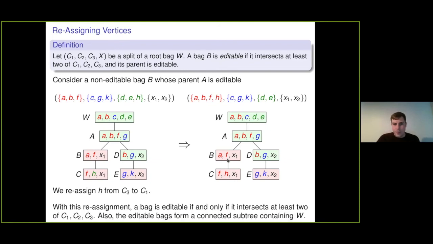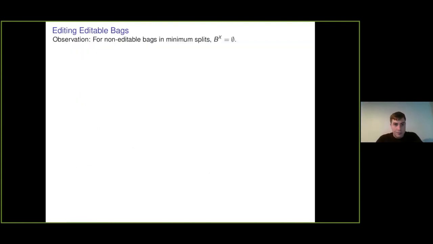After this reassignment, we can say that a bag is editable if and only if it intersects at least 2 of the components of the split. Also, because of this parent condition, we note that the editable bags form a connected subtree that contains the root. So in particular, we can explore the editable bags fast in the tree decomposition.